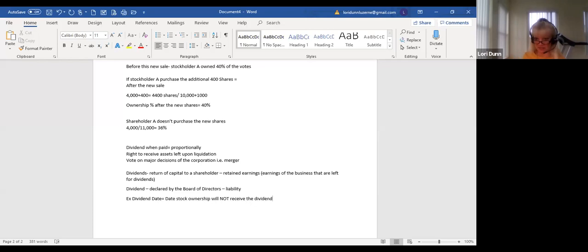So what does this mean? Let's say we declare a dividend today, April 21st. We're going to pay a dividend. The ex-dividend date is May 1st. So the dividend will only be paid to people who own that stock on April 30th. So if you own it on May 1st, you're not getting the dividend.